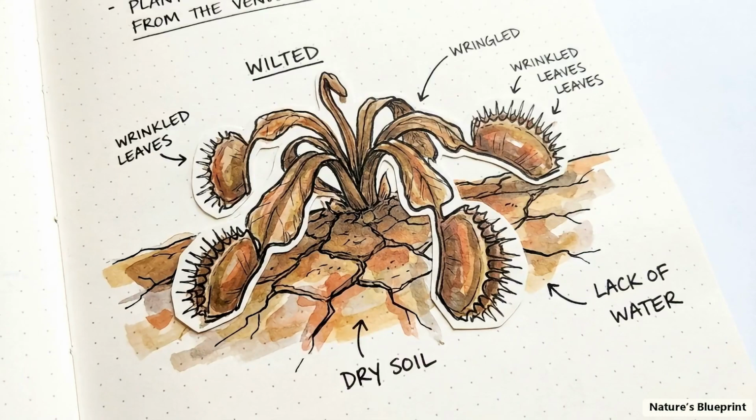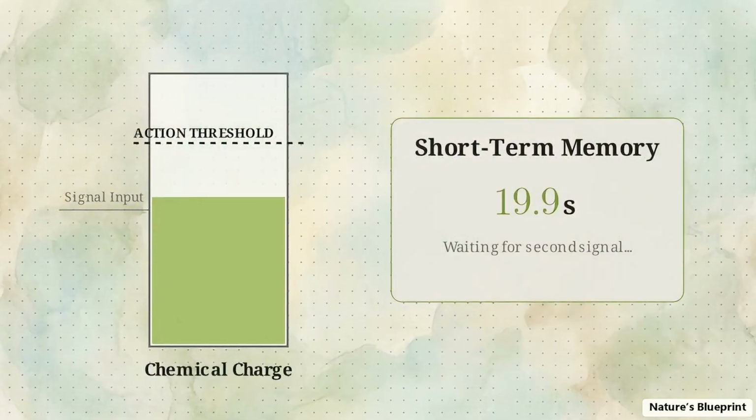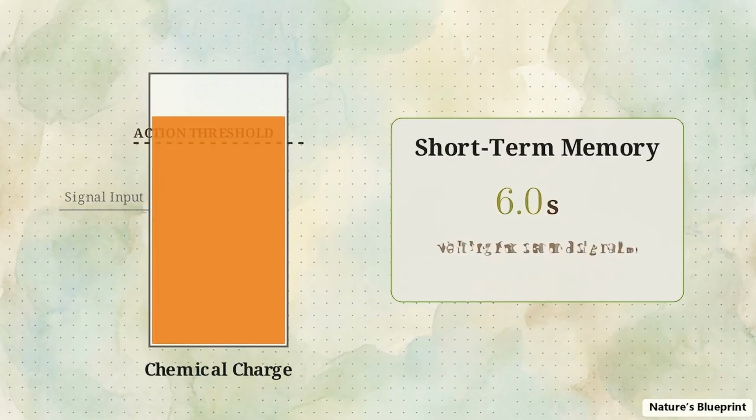The plant requires proof. That first touch leaves a flush of charged particles, starting a 20-second countdown. This short-term memory holds the signal to compare it against the next. If a second touch lands before the memory fades, the plant confirms live prey and strikes.